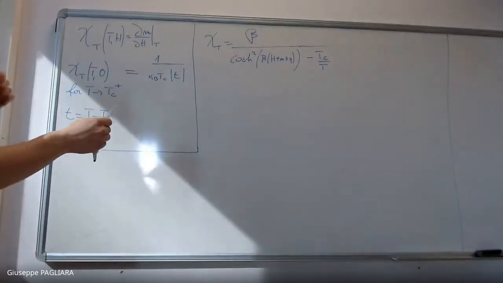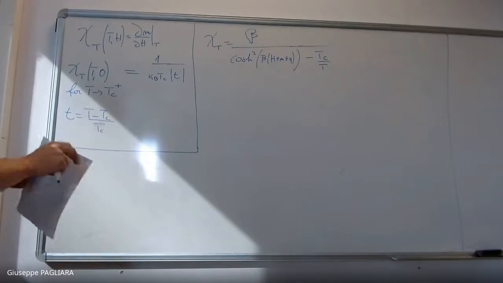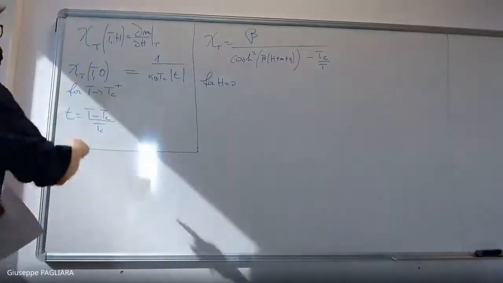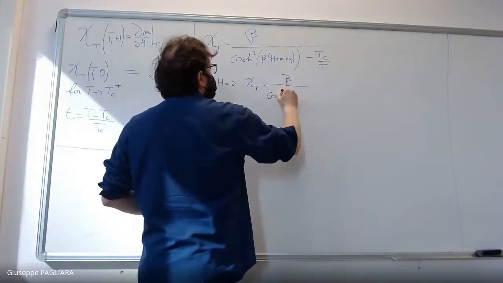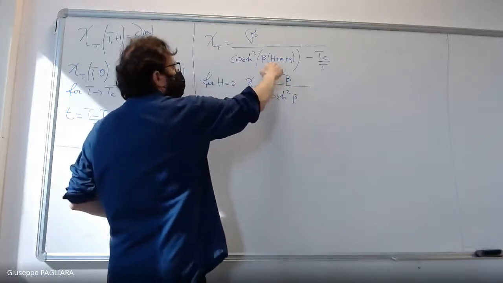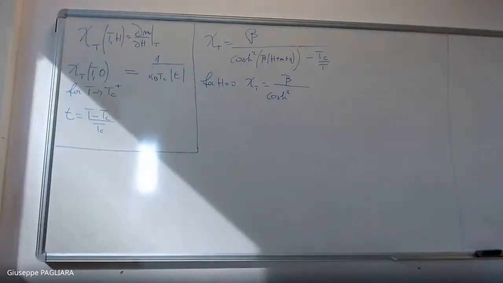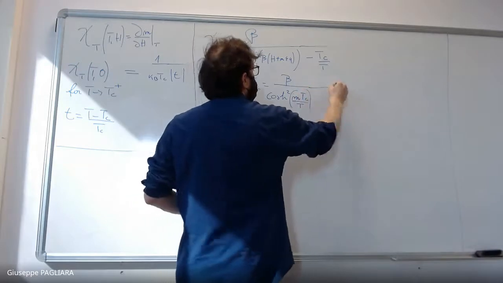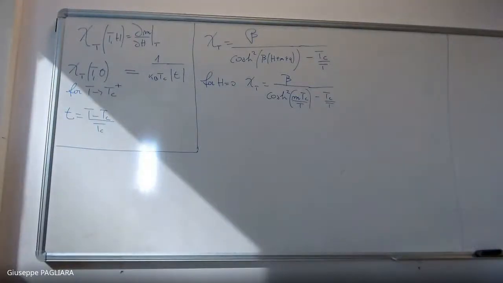And let me see how to do it. So let's see the behavior of this quantity. Let's compute it for h equals 0, because this is what we have done last time. This was chi t at h equals 0, and therefore chi t is equal to theta divided by cosh squared of beta, with h equal to 0, and beta times epsilon q, where beta m epsilon q is m times Tc divided by T, minus Tc divided by T. Okay, so this is the starting point that we have used also last time.